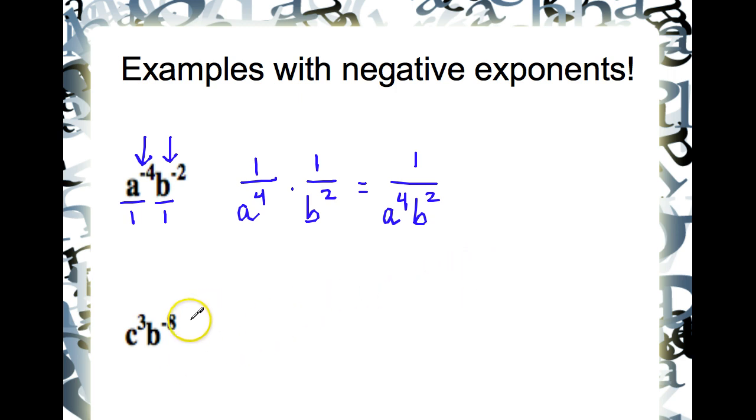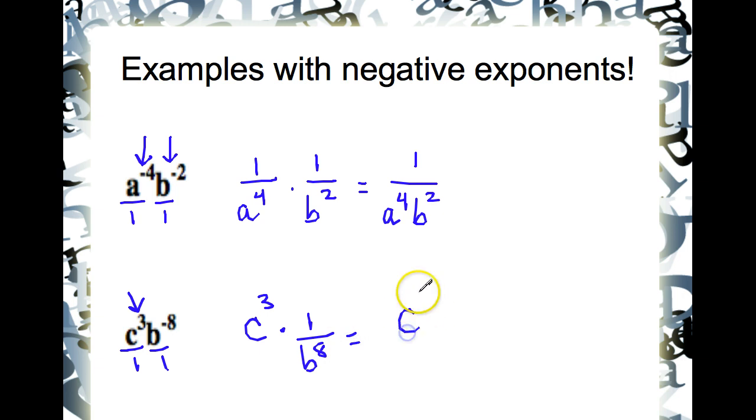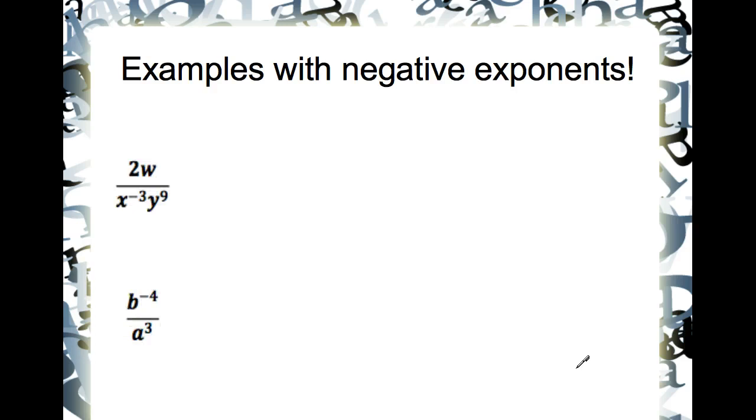In the next example, again, if you want to put them over 1, that's fine. C to the third power, this already is a positive power, so it's fine. There's nothing to do with it. It remains c cubed. But now b to the negative eighth becomes 1 over b to the eighth. And when you simplify this, you have your c cubed on top and your b to the eighth in the denominator. Okay? So that's some basics working with negative exponents. Now we'll do a couple slightly more involved examples.